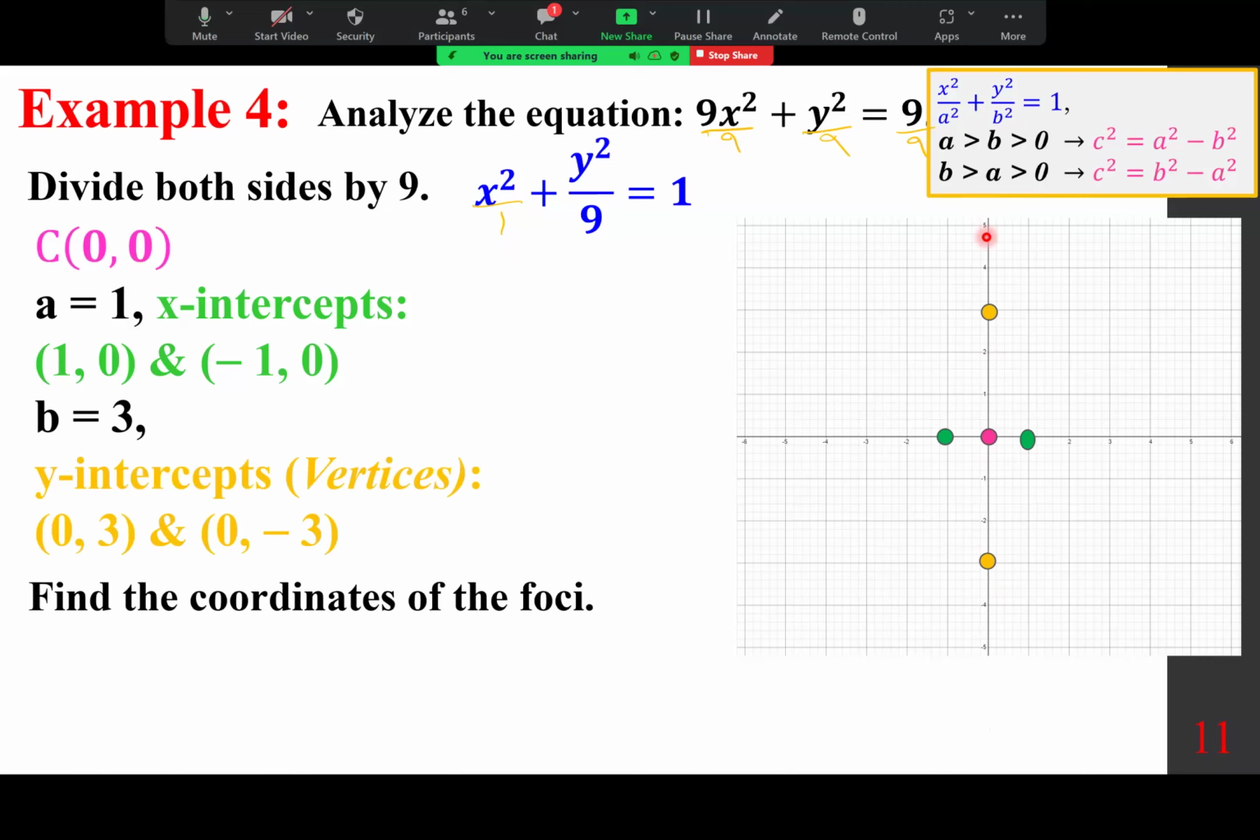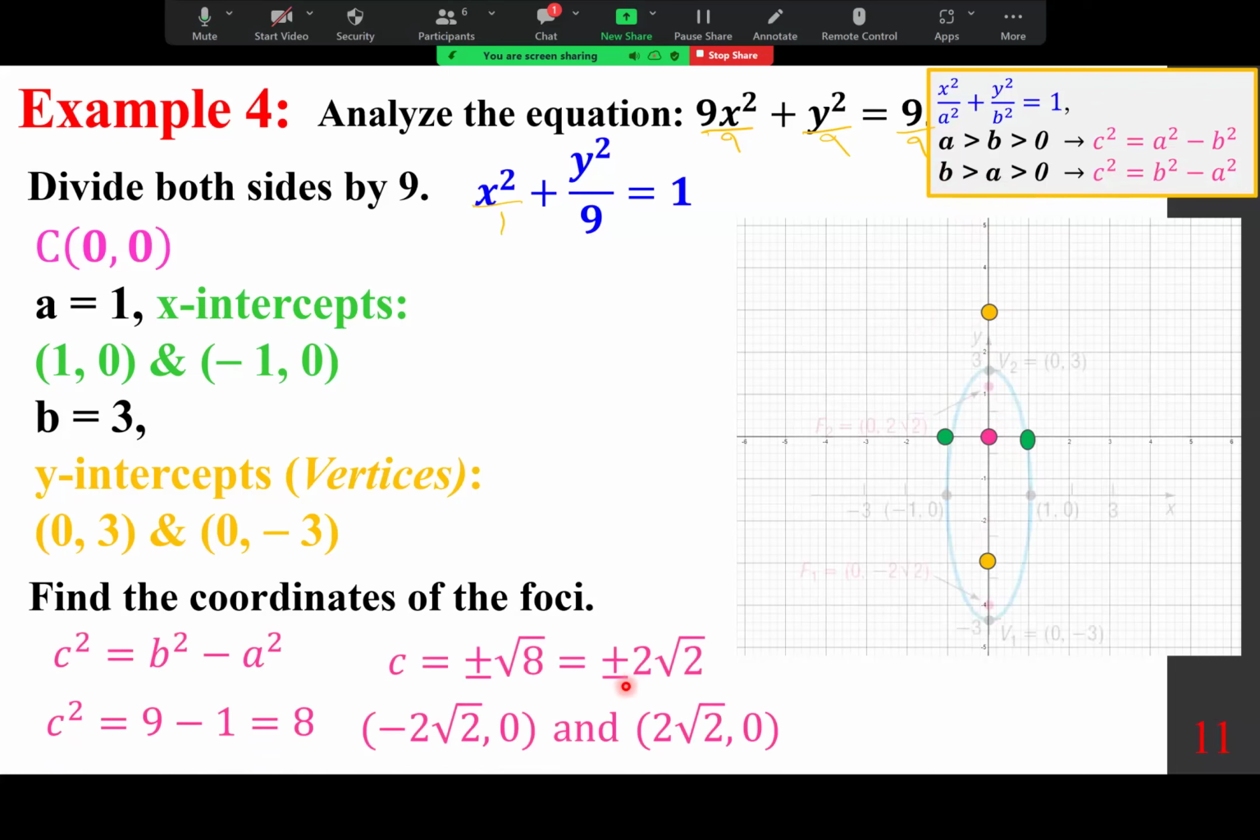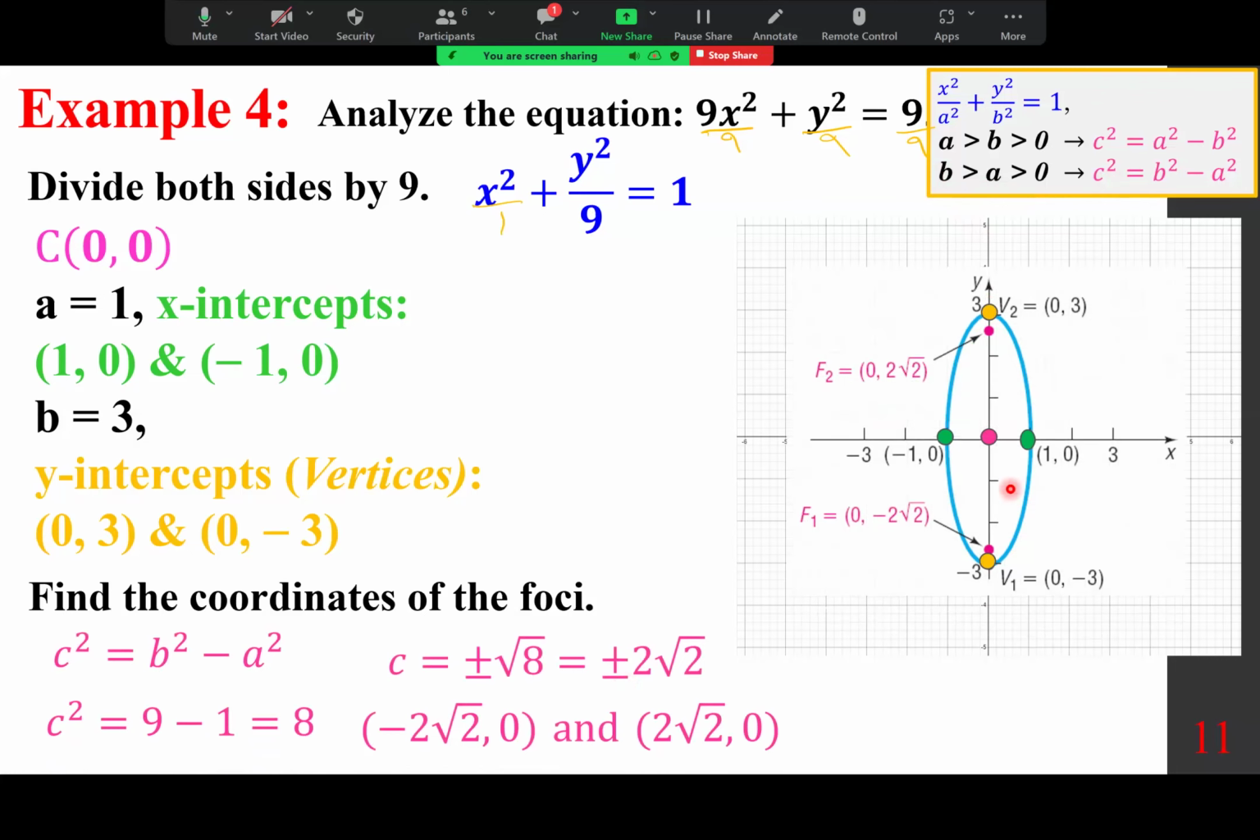We want to find the coordinates of the foci, and in this case, B is larger than A. So c squared is b squared minus a squared, which makes it 9 minus 1, or 8. And c is plus or minus the square root of 8, and you should know it's plus or minus 2 square root of 2. That means (-2 square root of 2, 0) and (2 square root of 2, 0). And if you graph it, the location is almost there. Remember, square root of 2 is about 1.42 times that makes it about 2.8. It's very close to 3.